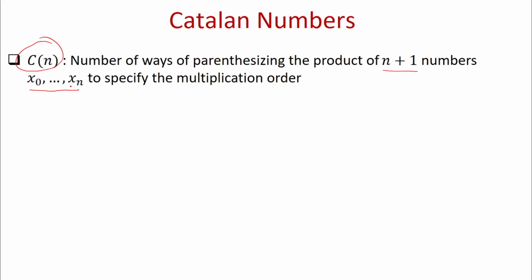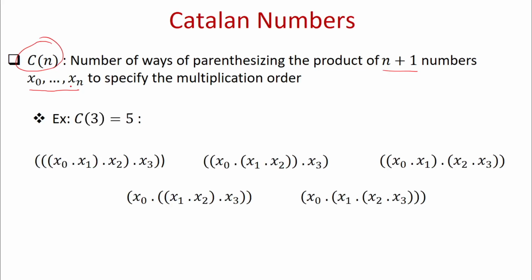However, I do not want to shuffle the positions of the numbers x0 to xn. They should be in the same order. That means x0 should be at the first position, x1 at the second position, x2 at the third position, and so on. I am not allowed to shuffle them because even though multiplication is commutative and associative, I am not allowed to invoke those rules here. I am interested in keeping x0 to xn at their respective positions and then finding the number of ways in which I can parenthesize them to specify the multiplication order.